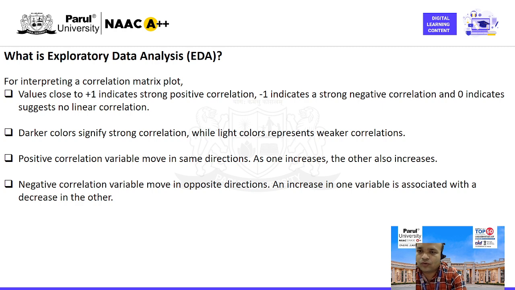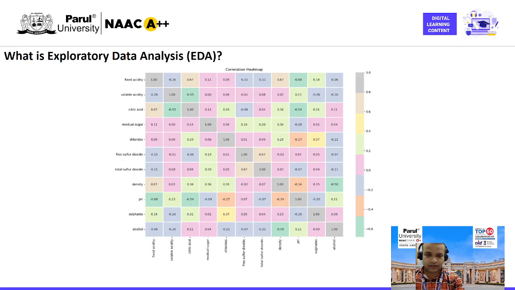For interpreting a correlation matrix plot, a value close to +1 indicates a strong positive correlation, as we discussed in the previous slide along with the graph. So +1 indicates a strong positive correlation, -1 indicates a strong negative relationship between the features, and 0 indicates no linear correlation.